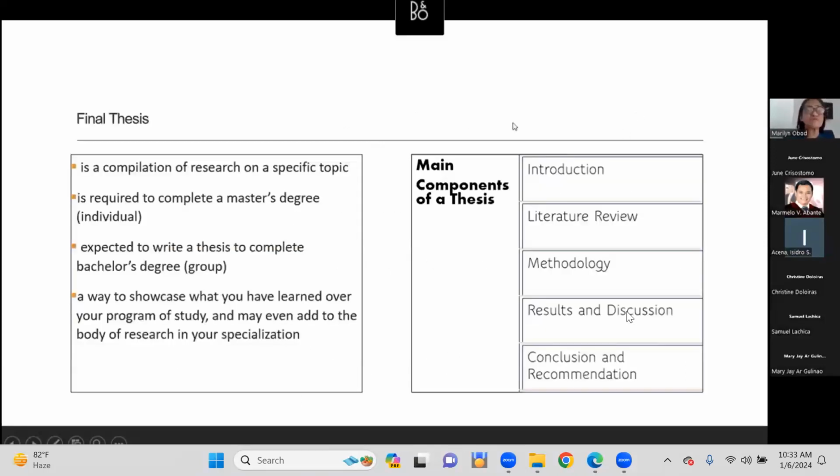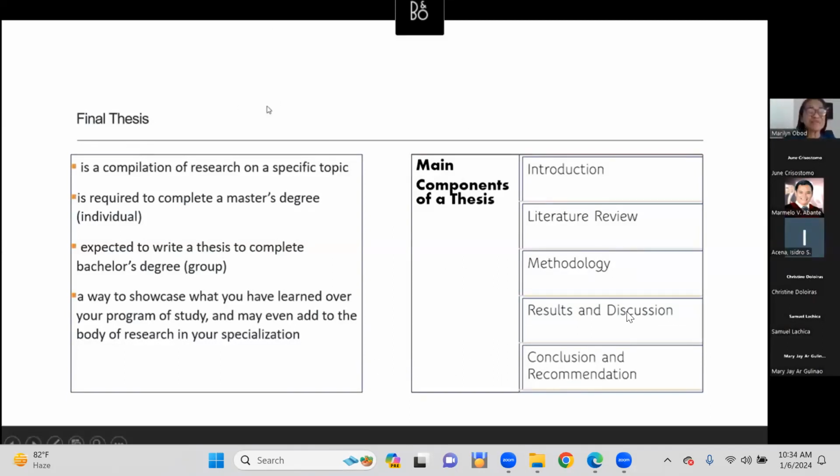But the final thesis, and this is the thing that you will be doing, is a compilation of research on a specific topic. That's why in my class, I don't ask them to come up with a title right away. I first allow them to get topics. It's required for a master's degree as an individual, but for a bachelor's degree, it's a group, right? Group thesis. That's why they want it by group, by friends. Start as a group, but towards the end, friends over. Often that's what happens.